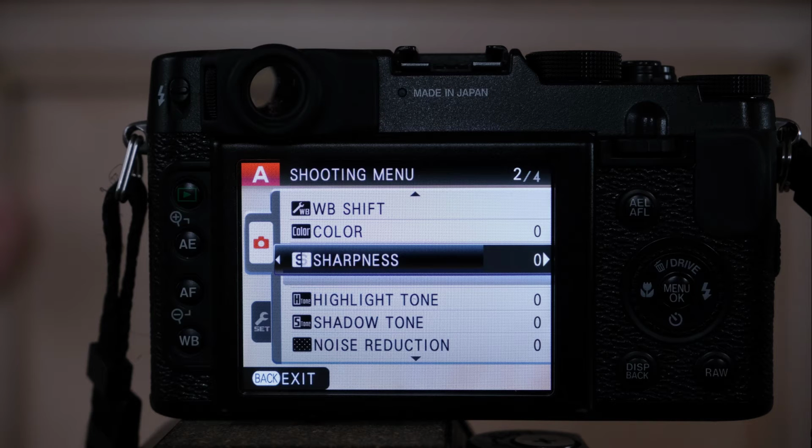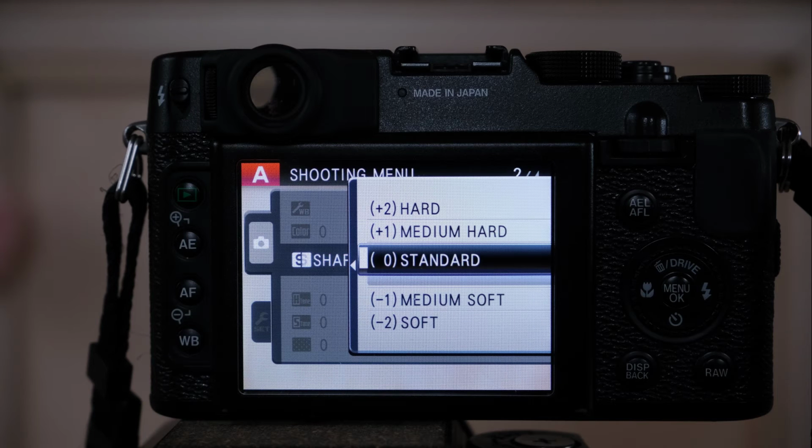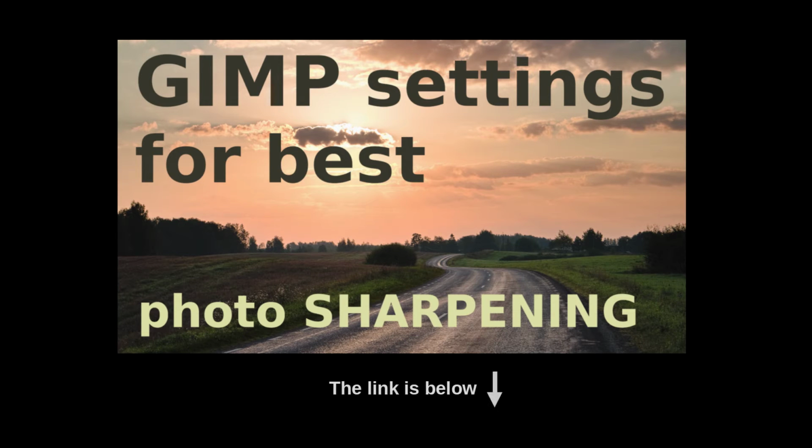My sharpness is always at standard. If anything, maybe consider medium soft. I'd not let the camera over-sharpen because this cannot be reversed in post-processing without side effects, and modern software tools such as GIMP are very good at sharpening.